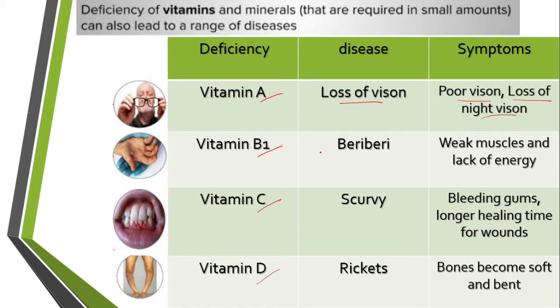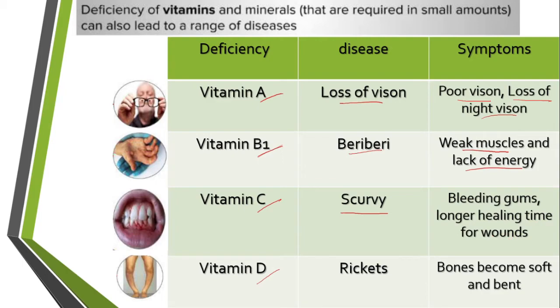And the disease of vitamin B1 deficiency is beriberi. The disease name is beriberi. And the symptoms are weak muscles and lack of energy. Lack of energy means very little energy. And the disease of vitamin C deficiency is scurvy. The name is scurvy. And the symptoms are bleeding gums and longer time for healing of wounds.